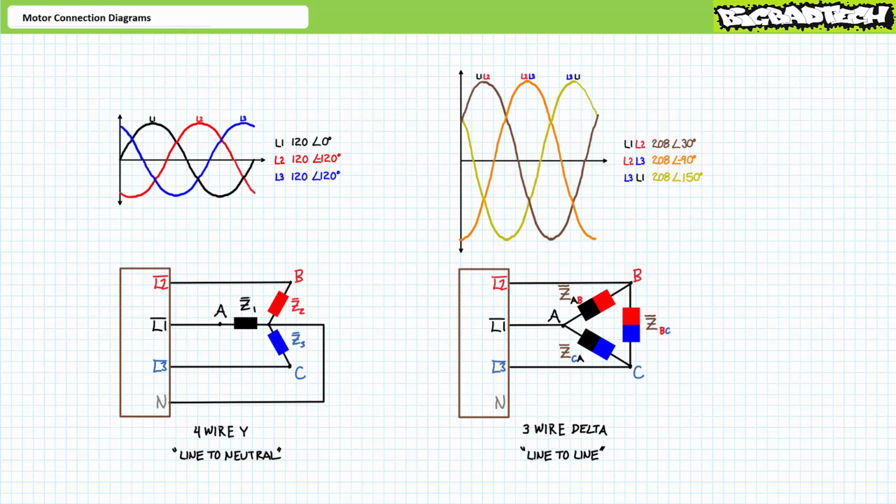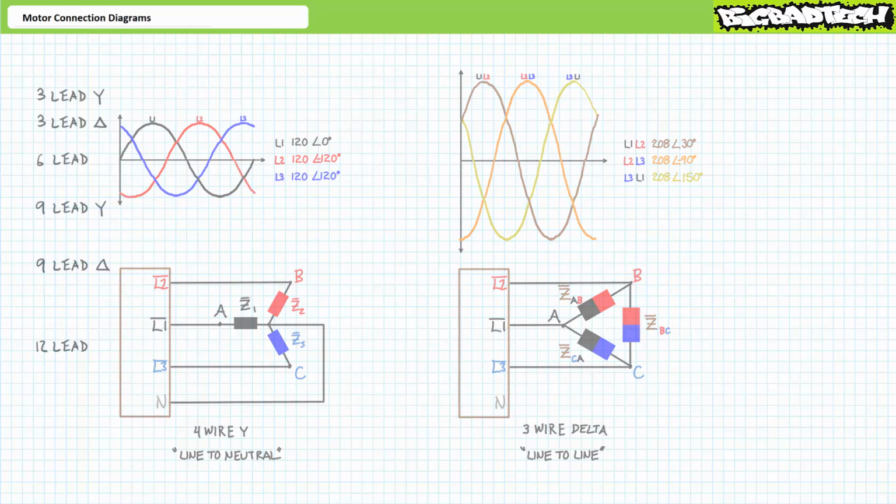It should be noted all entries in a motor nameplate, unless explicitly stated otherwise, assume the higher line-to-line voltage, regardless if that motor is configured in Y or delta fashion. I say again, all entries in a motor nameplate assume the higher line-to-line voltage, regardless if that motor is configured in Y or delta fashion.